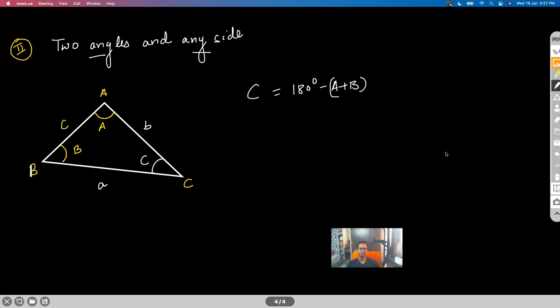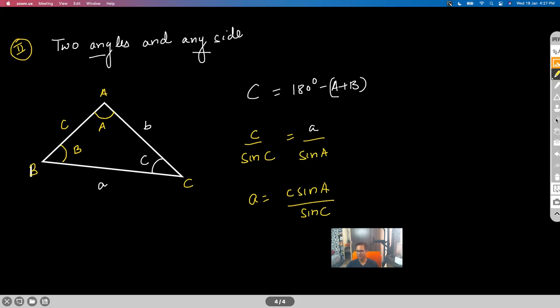Shalini, Sharduli. Okay, so I think somebody is suggesting sine law. Now let's say I use sine law. Now that you found your C, you can use c by sine C is equal to, let's say I want to find small a, small a by sine A. Can I use this? Very much. I can easily find it out by using this. Correct? So small a can be obtained from here.